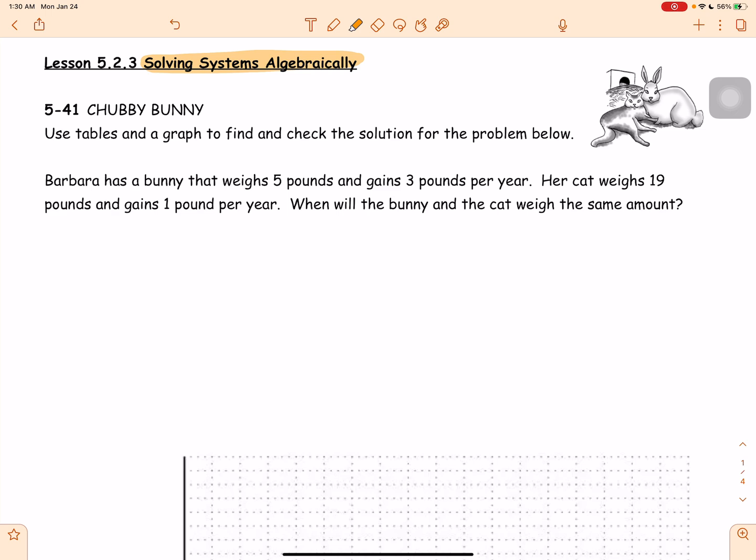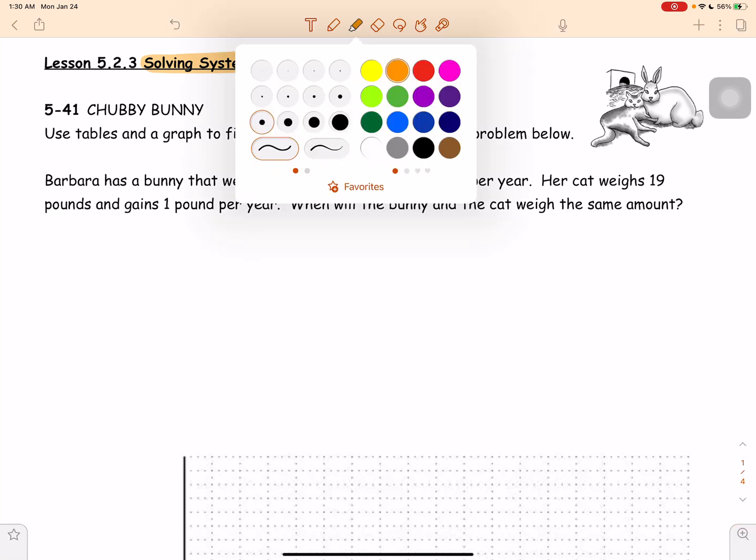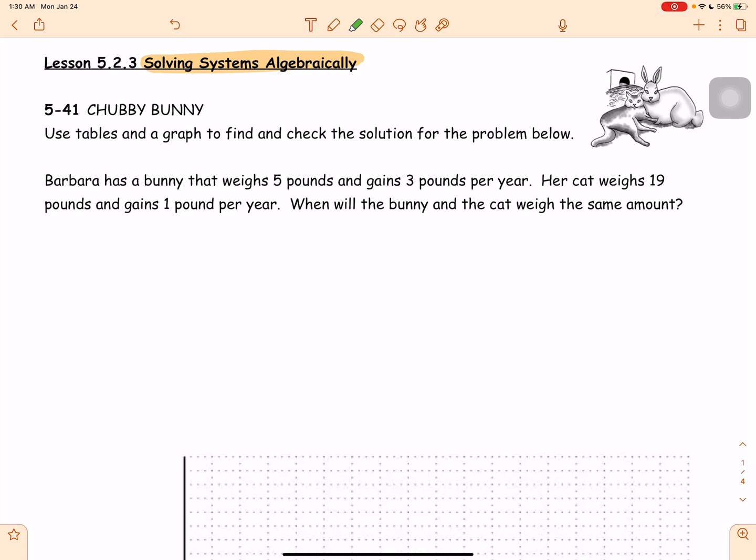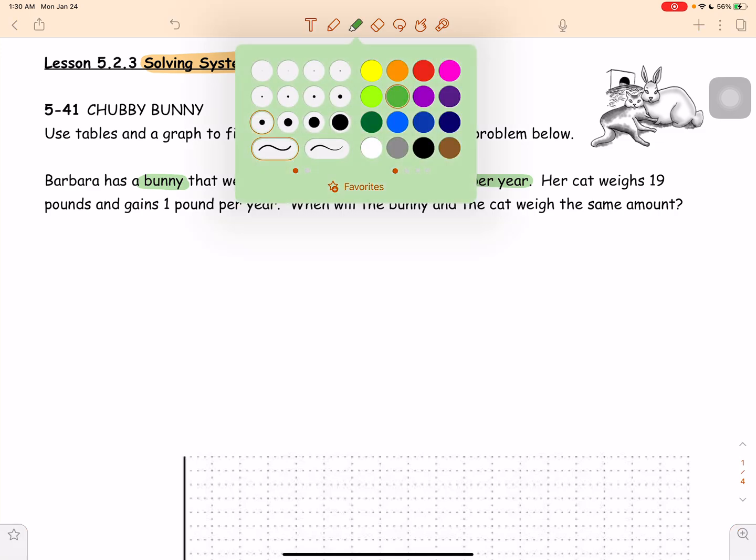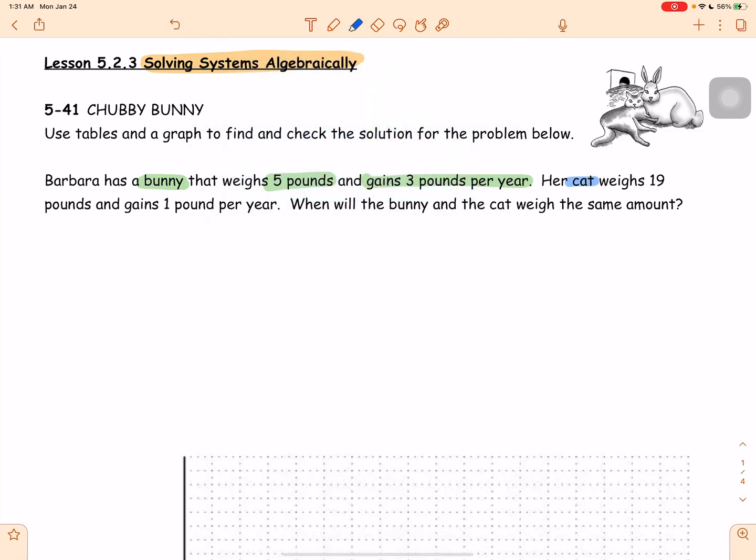So, we are given information, and the first thing you want to do is create a table that represents that information. Okay, so for the bunny, it weighs 5 pounds right now, but it gains 3 pounds per year. For the cat, it weighs 19 pounds. That's a big old cat. Weighs 19 pounds and gains 1 pound per year. So what you want to do is create a table for each of these.